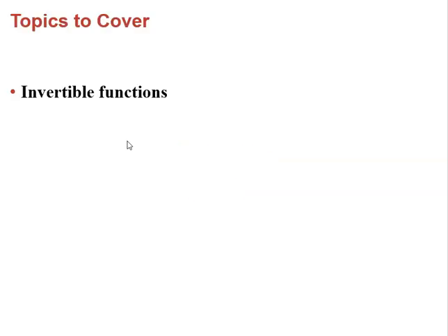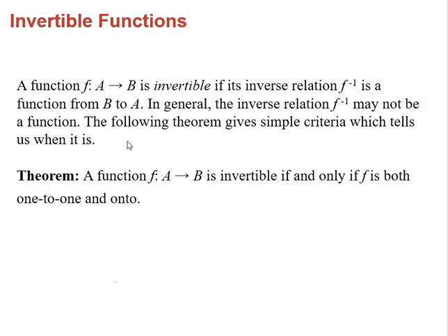So in this lecture, we'll talk about invertible functions. Invertible functions are functions for which we can find an inverse. So if a function is invertible, it has a mapping from A to B, and then there should exist a mapping from B to A.